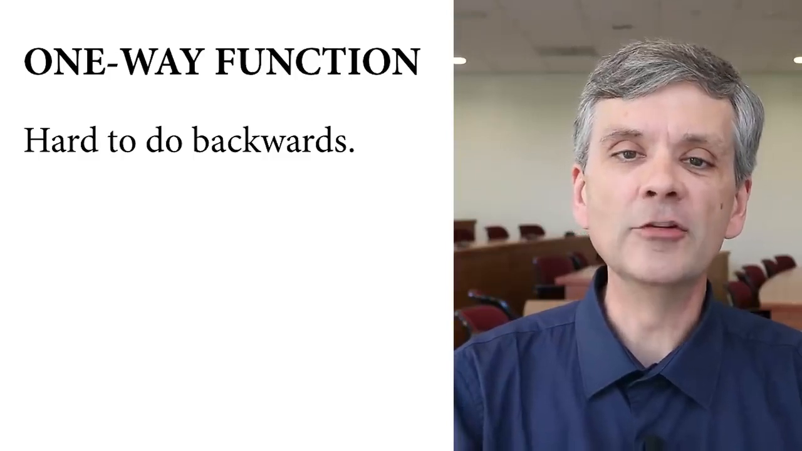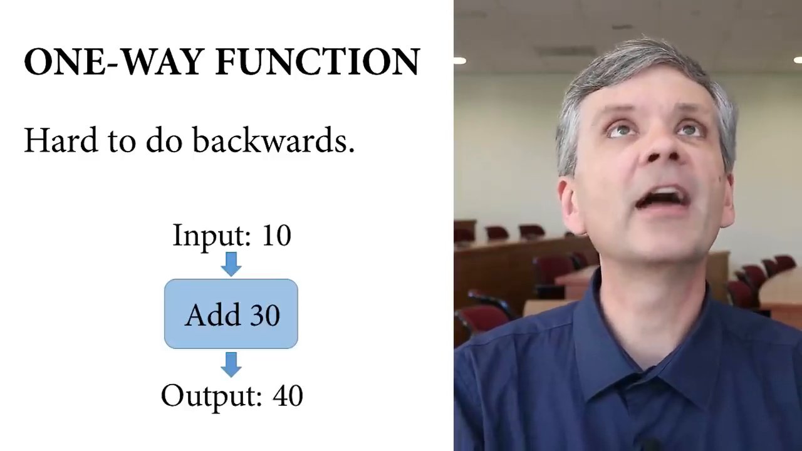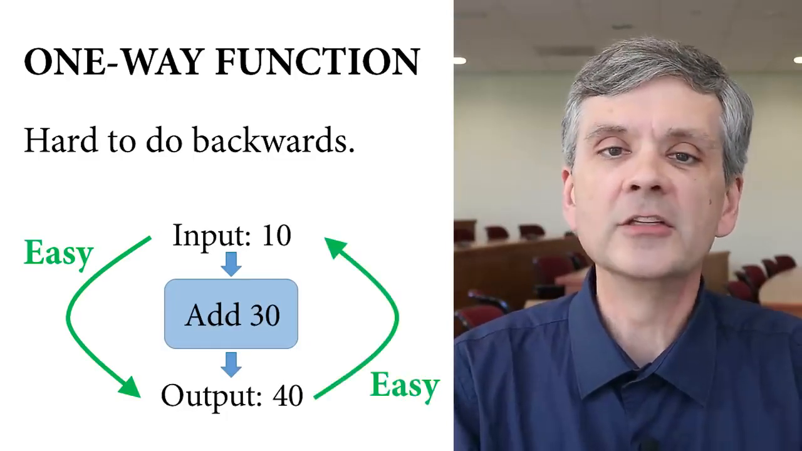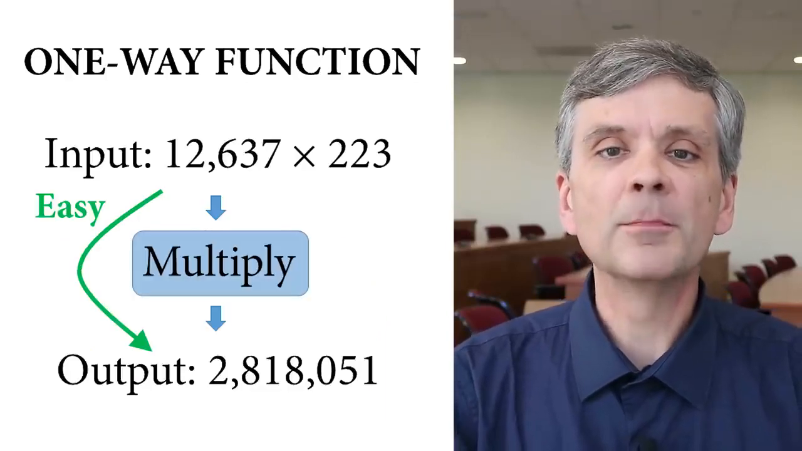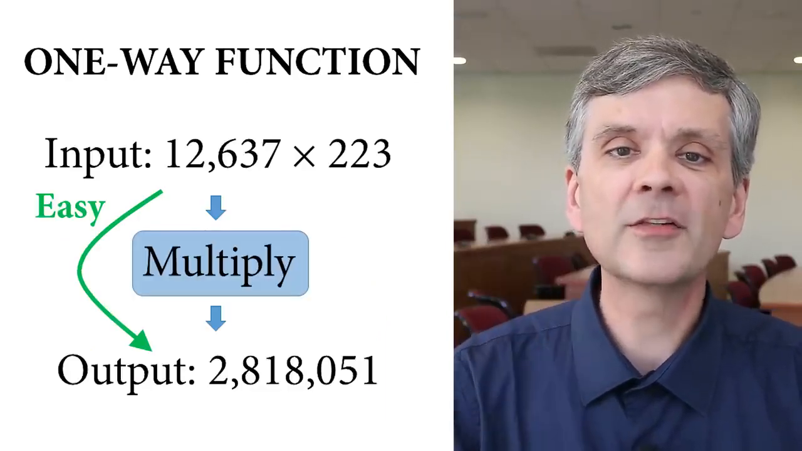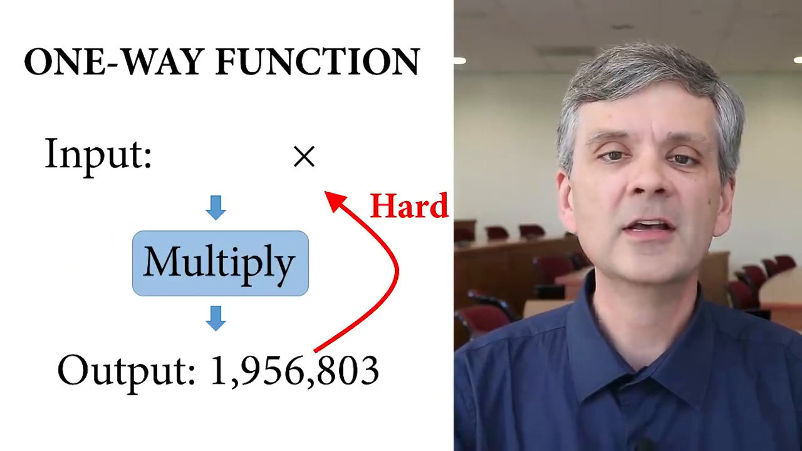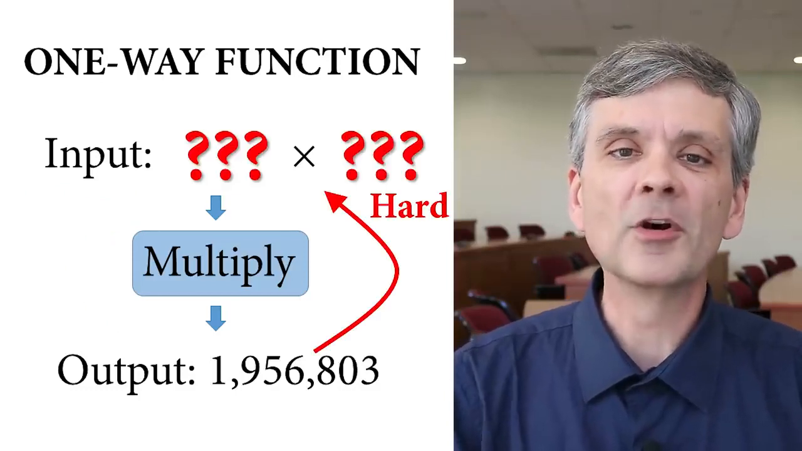Some functions are easy to do backwards, like for example the function of adding 30. You just subtract 30 to do the reverse. But the function of multiplying two large prime numbers together is really hard to do backwards. Take a look at my follow-up video for more details.